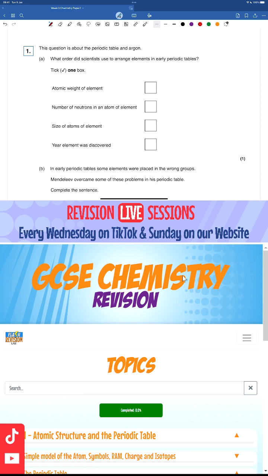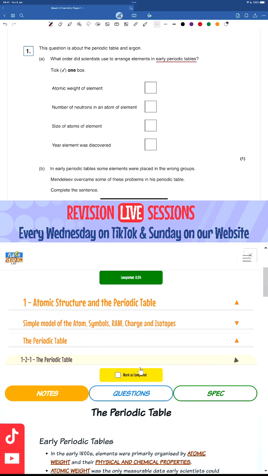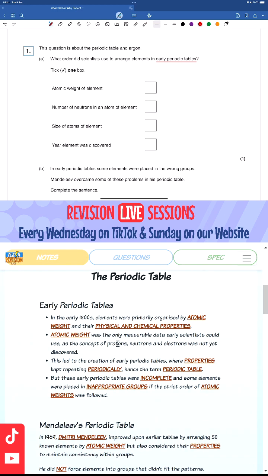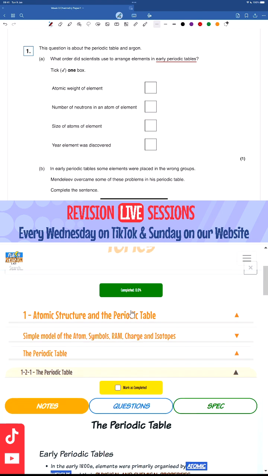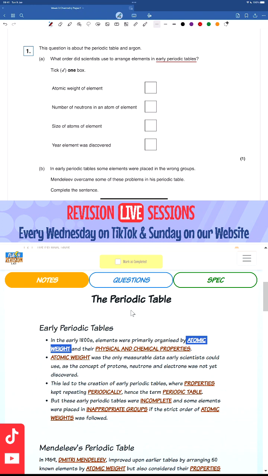So first question's about the periodic table. What order did scientists use to arrange elements in the early periodic tables? So yeah, this first question we saw on Sunday. So we got atomic weight. Let me just get it up in the notes at the bottom here. So early periodic tables were organized by atomic weight. Yep, well done. So this topic is under the periodic table, which is in C1. So the answer is atomic weight of the element.